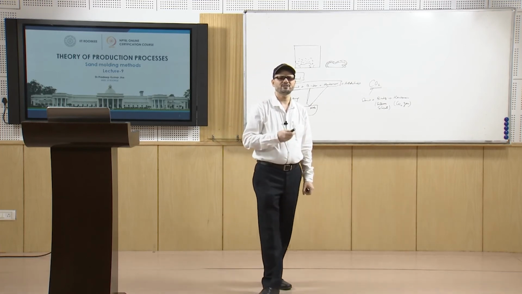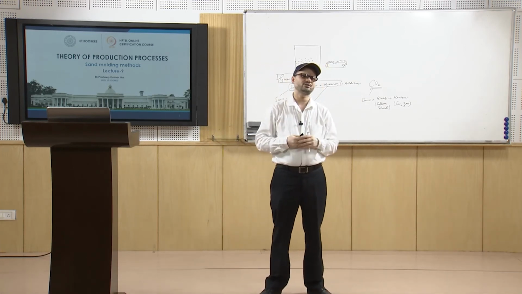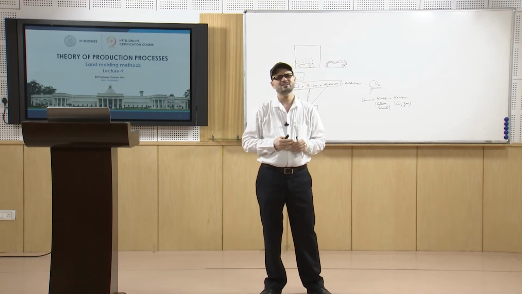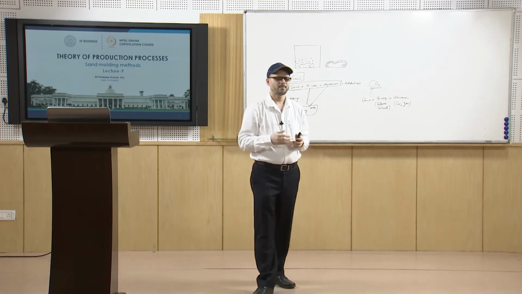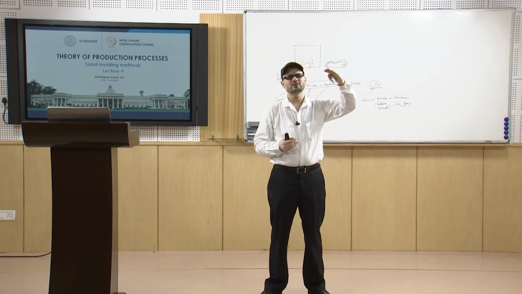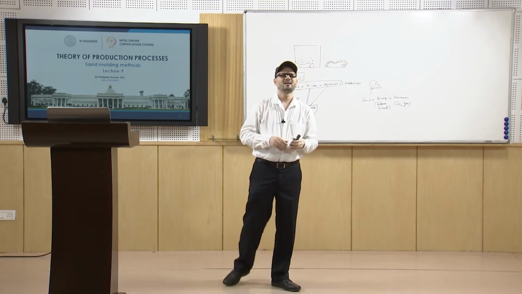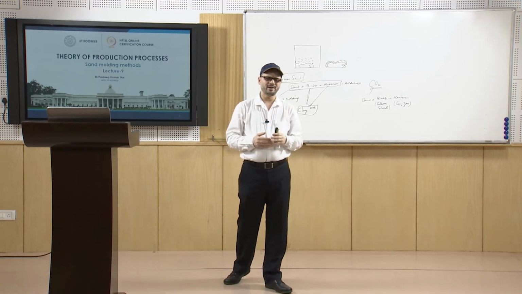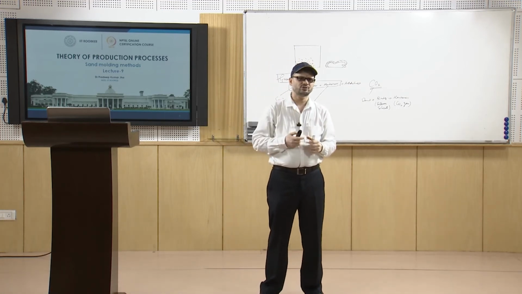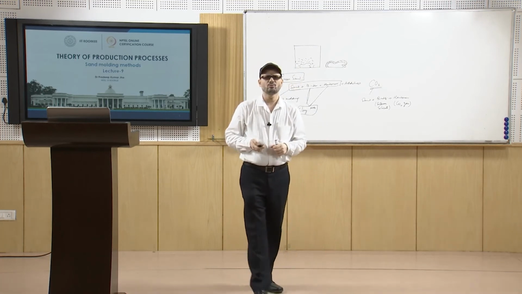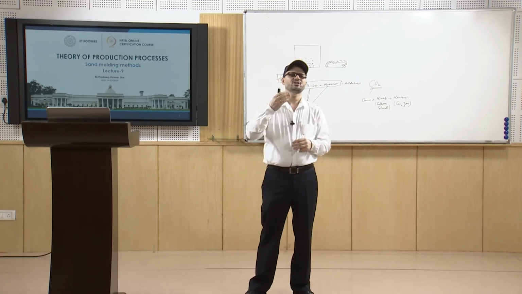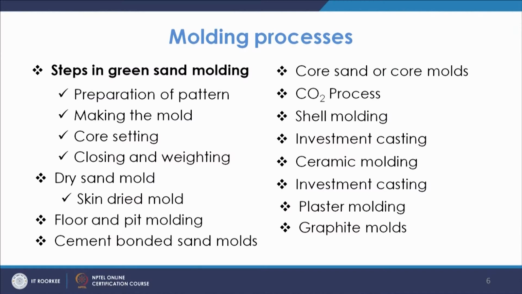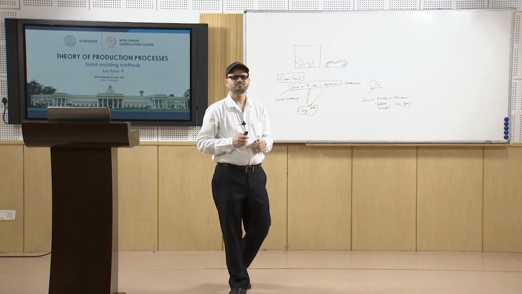Floor and pit molding, we already discussed, is used for very large sizes. We also use cement bonded sand molds, where very large objects can be cast, and by use of cement you make the sand molds. Then core sand and core molds, where you use the core sand for making molds. Similarly, we discussed the CO2 process, shell molding, investment casting, ceramic molding, investment casting again, then plaster molding and graphite molds.